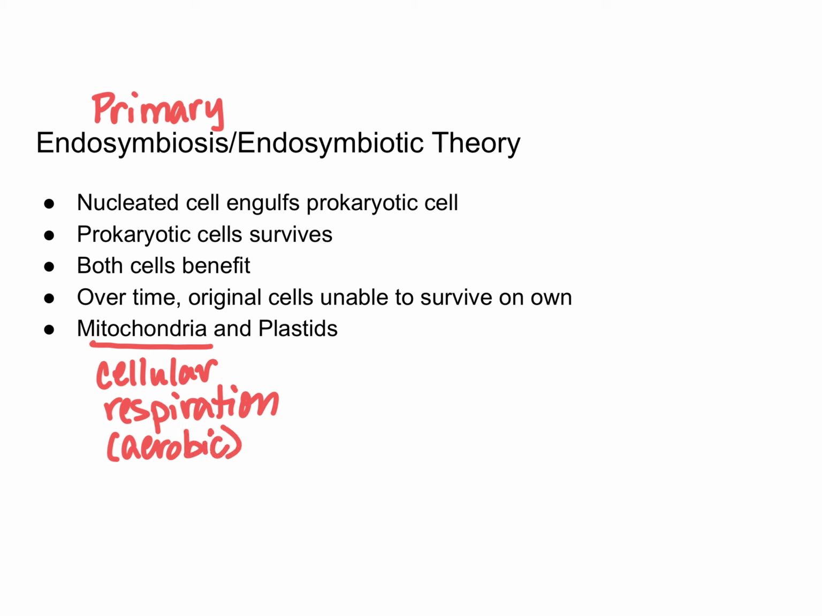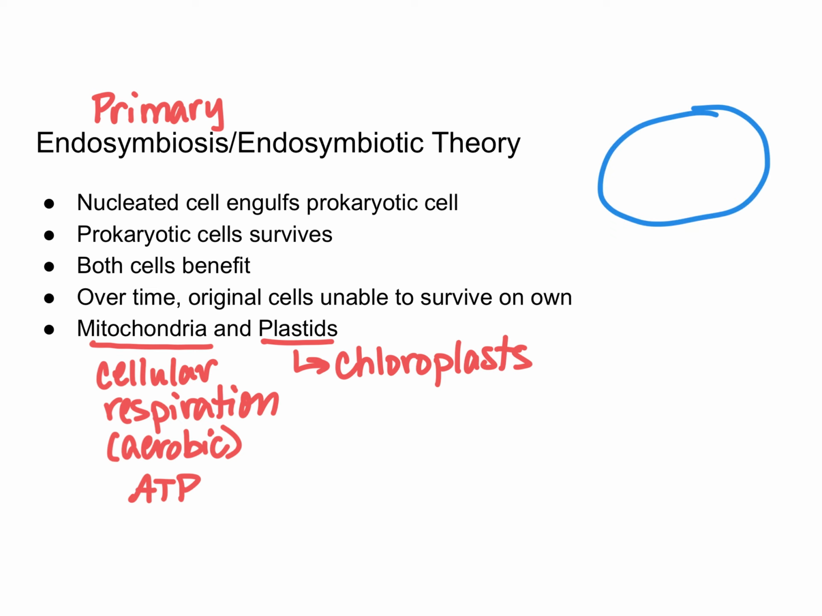Remember, this is how cells make a lot of ATP by breaking down glucose and other organic nutrients. And then some eukaryotic cells, so not all, but some, have plastids, and the most well-known and most prevalent one are the chloroplasts. And so the endosymbiotic theory states that these two types of organelles actually evolved when a nucleated cell engulfed a prokaryotic cell. So essentially, there was a cell with a nucleus, kind of like an early eukaryotic cell.